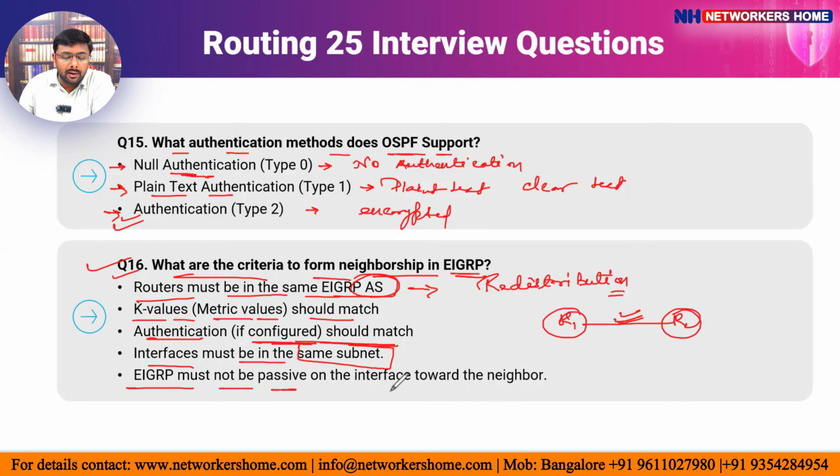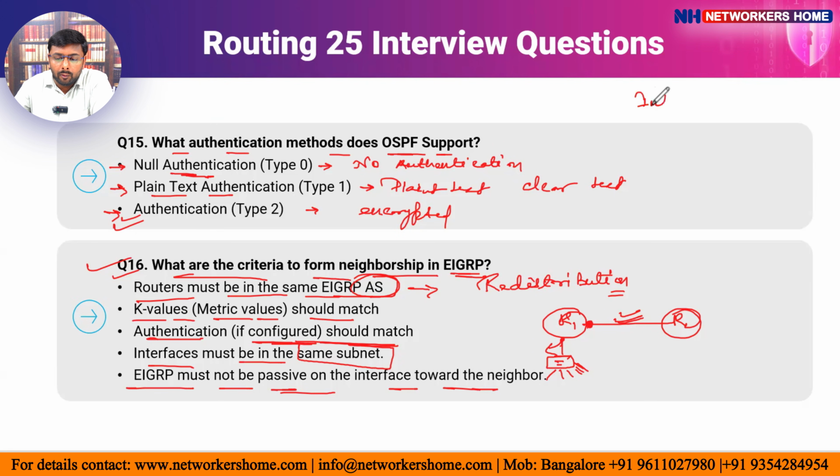EIGRP must not be passive on the interface towards the neighbor. For example, if router 1 has to form the neighborship with router 2, router 1 will advertise the network information through this interface. Now if this is a passive interface, it will not form. So it should be an active interface. Where can we use a passive interface? For example, if we have connected a switch to this interface and an end device to that, we can make this interface passive, because it does not require any information to form a neighborship.